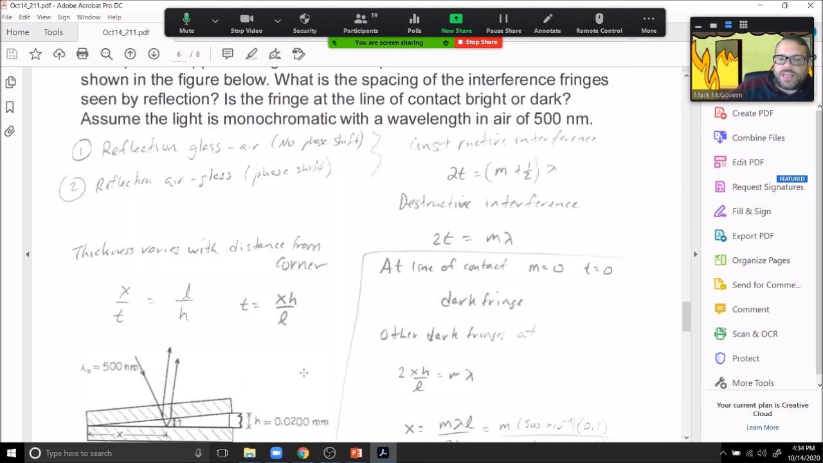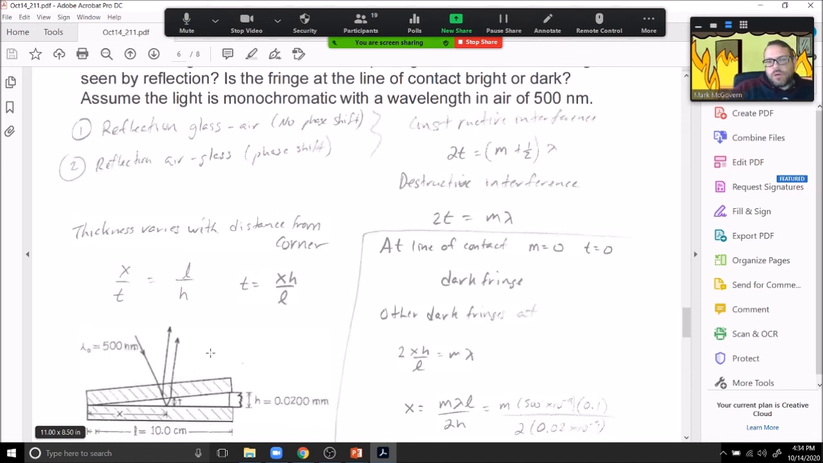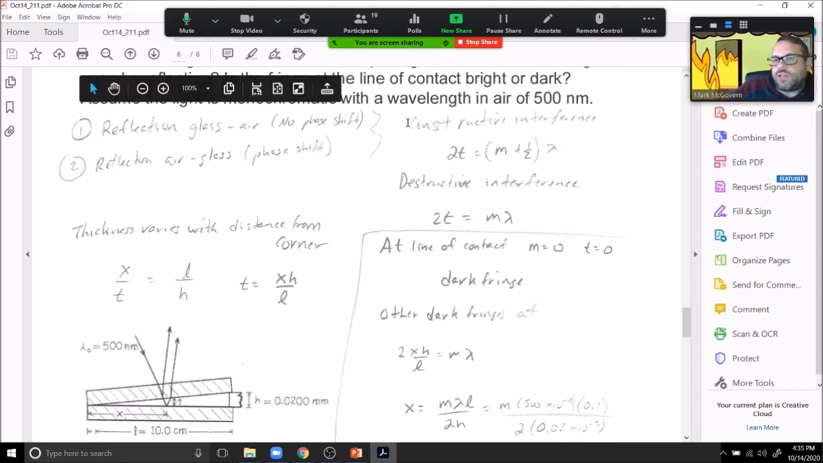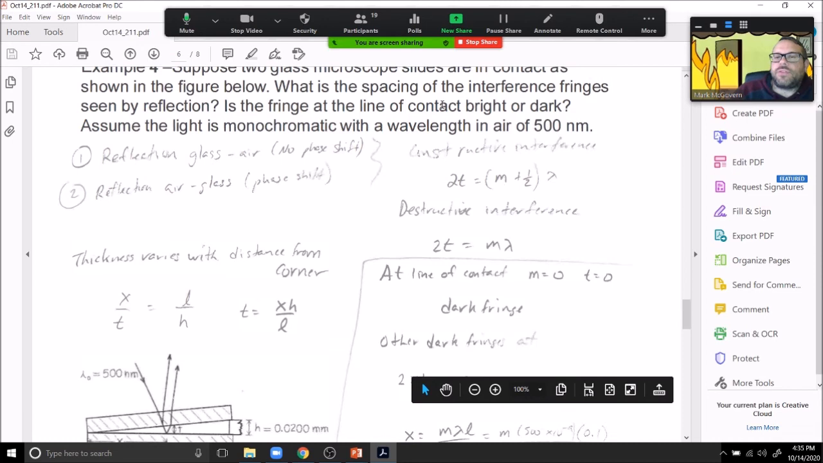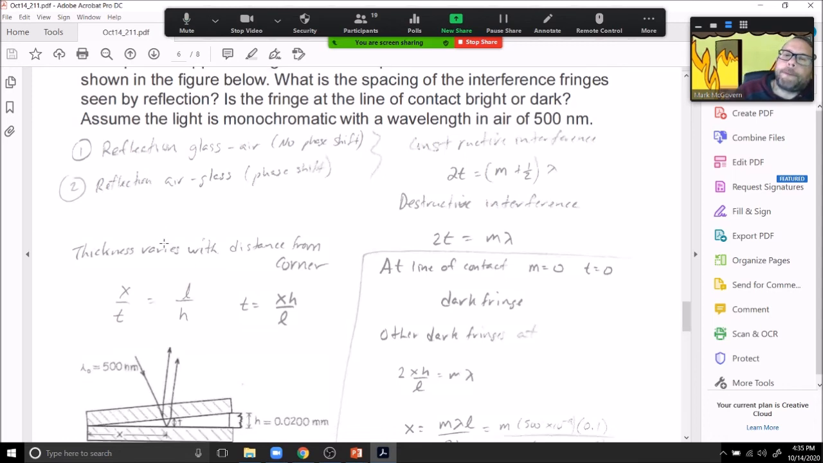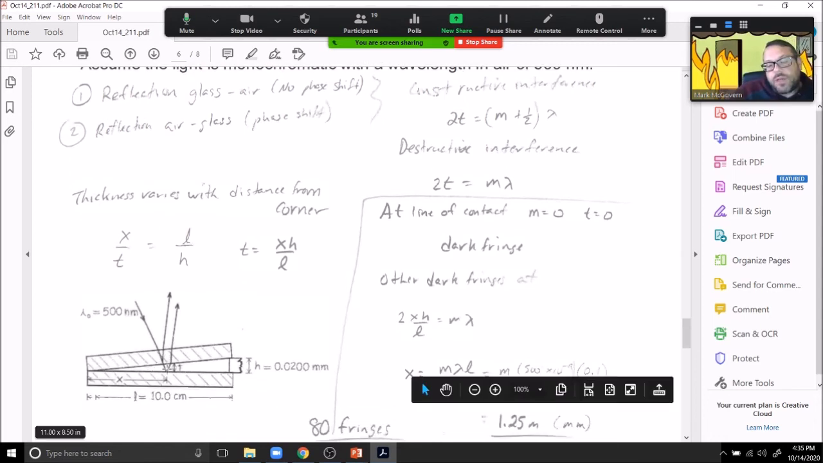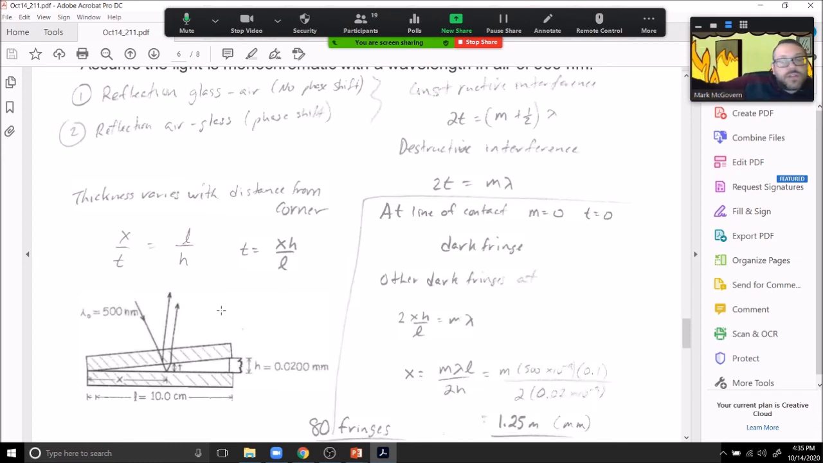All right, so we've got the same setup here. We know what's going on. We have a relative phase shift. So here are our conditions for constructive and destructive interference. What we're asked here is to determine what the spacing of interference fringes is going to be, right? Because of this wedge, and the fact that the thickness varies as you move along horizontally, there's going to be patterns. There are going to be fringes there due to the different path length differences.